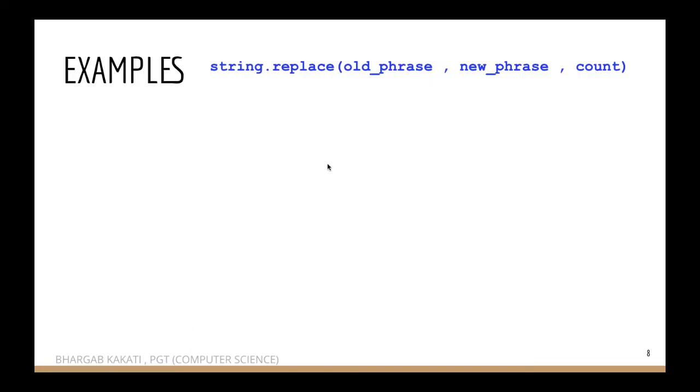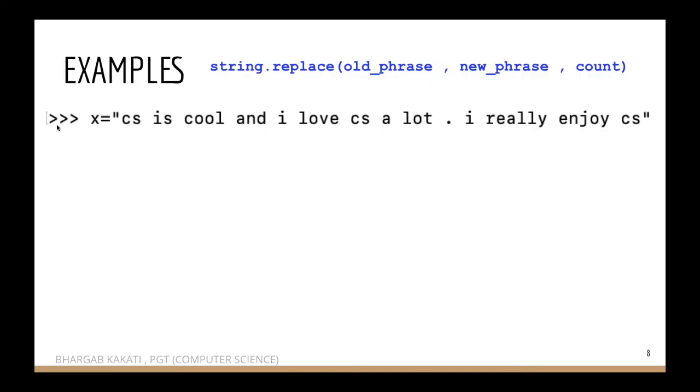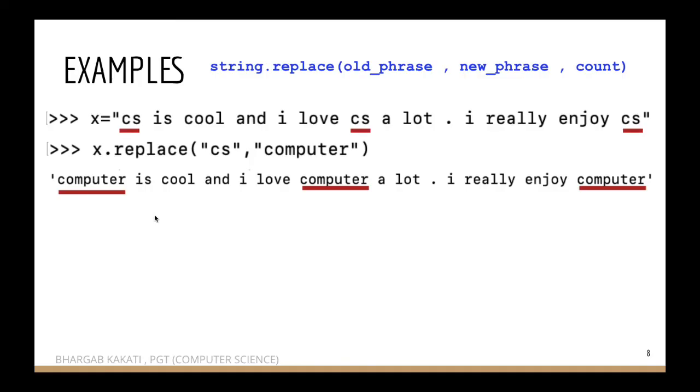So this is the syntax floating around at the top. Now if I write x equals to CS is cool and I love CS a lot, full stop, I really enjoy CS. Then in the next line, if I write x dot replace CS comma computer, that means I want to replace the substring CS with the substring computer. So wherever you find CS, it's highlighted by red here, it will be replaced by the substring computer. So as I press the enter key, this is the result.